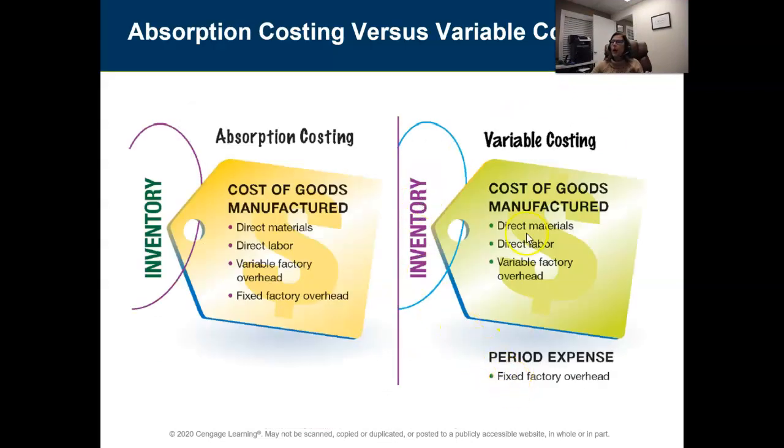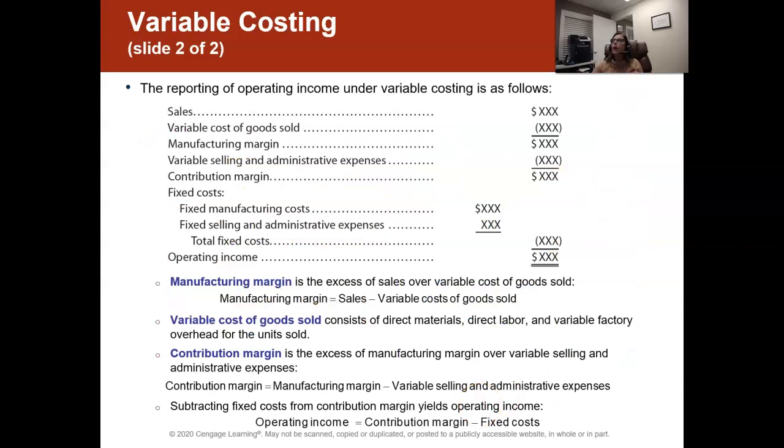Just go back. Under the variable costing, the fixed factory overhead, things like our rent, our insurance, those go into period costs, not into our cost of goods sold. All right.